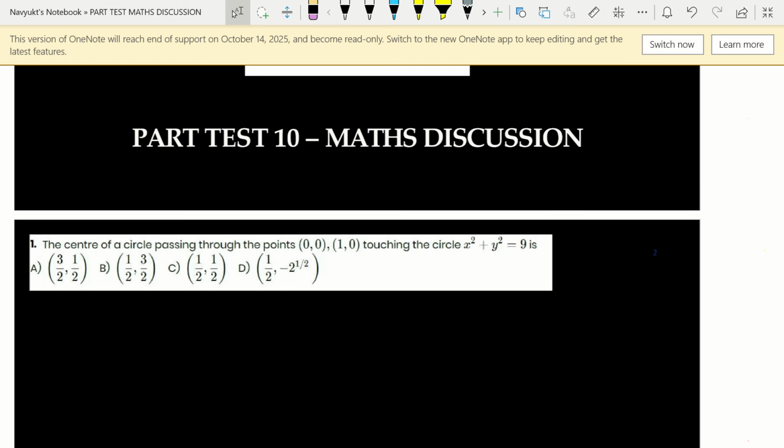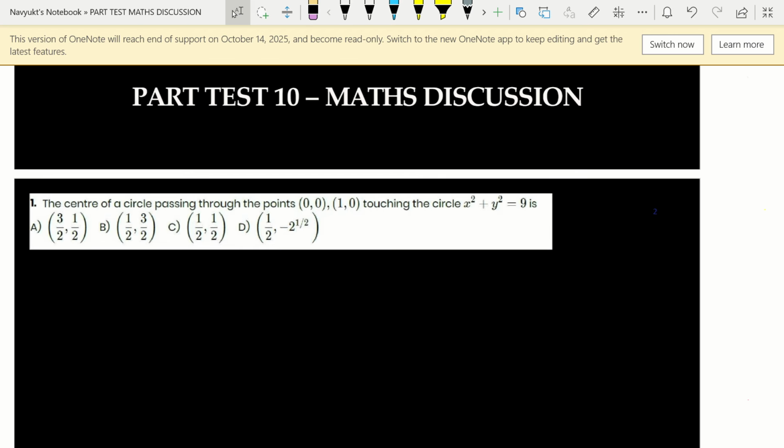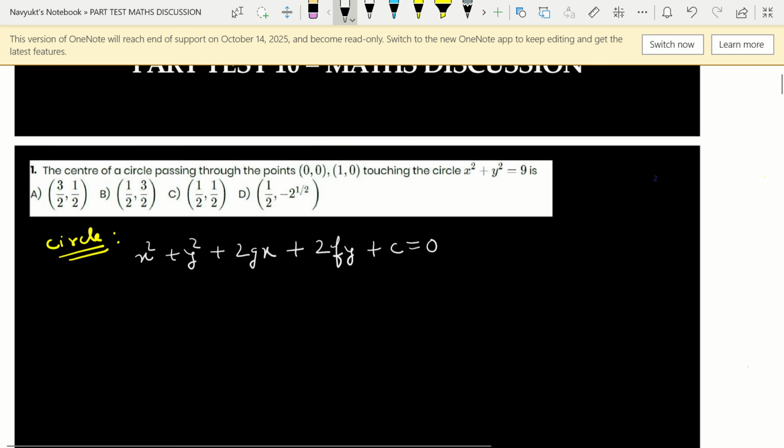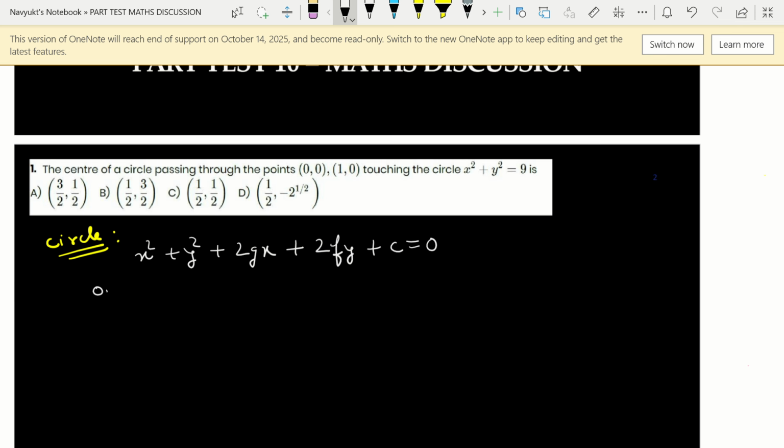The center of a circle passing through these 2 points and which touches the second circle. Okay, so the center we need to find. First of all, we'll write down the most generic equation of a circle, which is x square plus y square plus 2gx plus 2fy plus c equals to 0. From here, we'll substitute the points through which the circle passes.